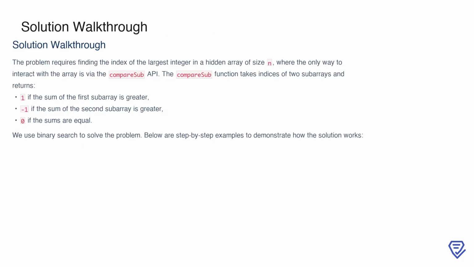To solve the problem of finding the index of the largest integer in a hidden array, we rely on the compareSub API. This function allows us to compare the sums of two subarrays and returns 1 if the first subarray's sum is greater, -1 if the second subarray's sum is greater, or 0 if the sums are equal. Using this API, we can implement a binary search algorithm to efficiently locate the largest integer. By narrowing down the range based on the results of compareSub, we can pinpoint the index of the desired element step by step. Let's walk through the solution with detailed examples to understand how this approach works in practice.